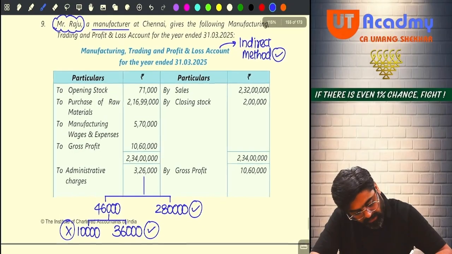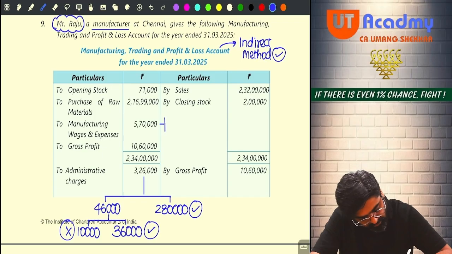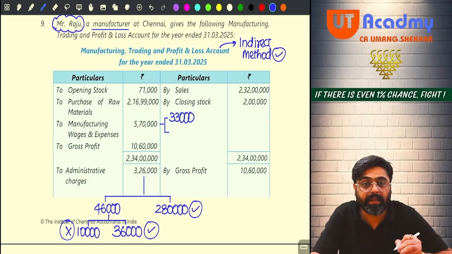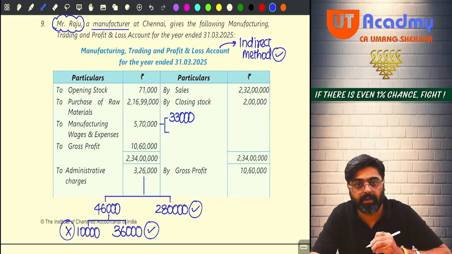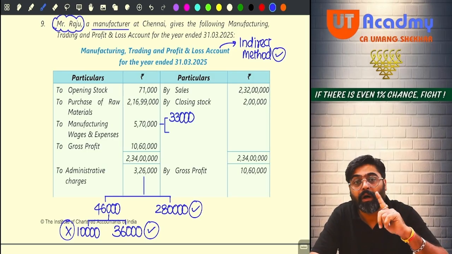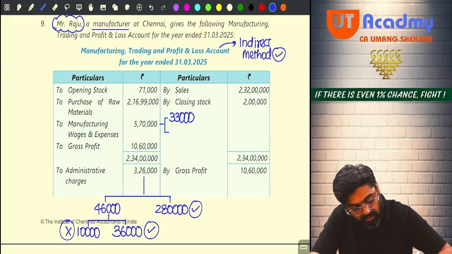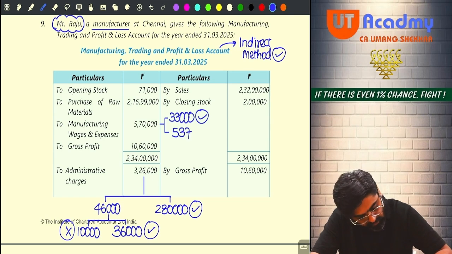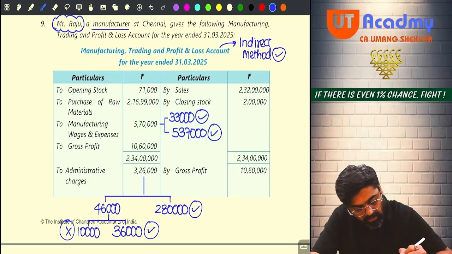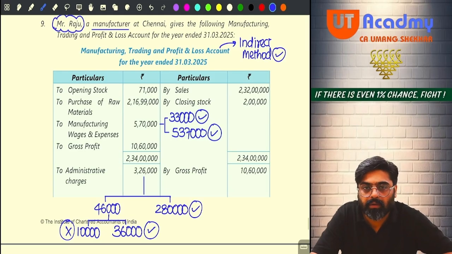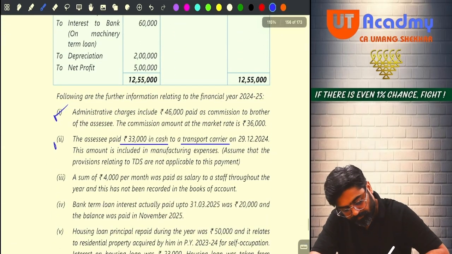In your manufacturing wages and expenses, that 33,000 was included. Now tell me, that 33,000 is paid to the transporter, no? Even if it is paid in cash, it will not be disallowed as per 40A(3), since it is transport charges. Up to 35,000 paid by any mode is allowed. So this will be allowed. And what about the balance 5,37,000? That is your normal manufacturing wages and expenses. Even that will be allowed as a deduction. Got it? So put a tick mark on adjustment number 2.